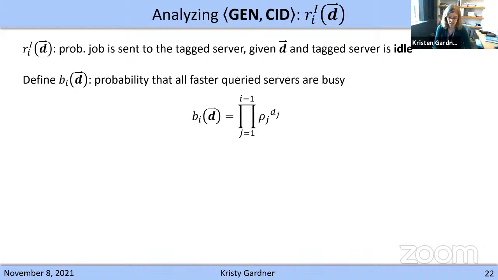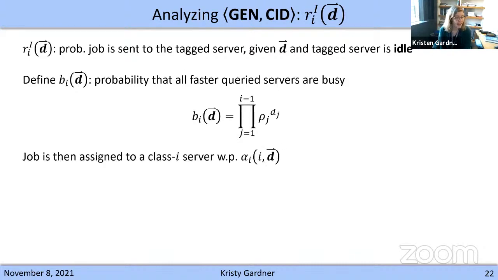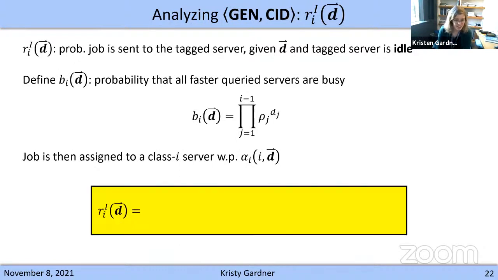this probability that all of the faster queried servers are busy is just the product over the faster classes, rho_j to the d_j. And now the job is assigned to a class I server with this alpha probability, where I here is denoting that class I contains the fastest idle server, and D again is given our query mix. So now we're ready to put it all together.